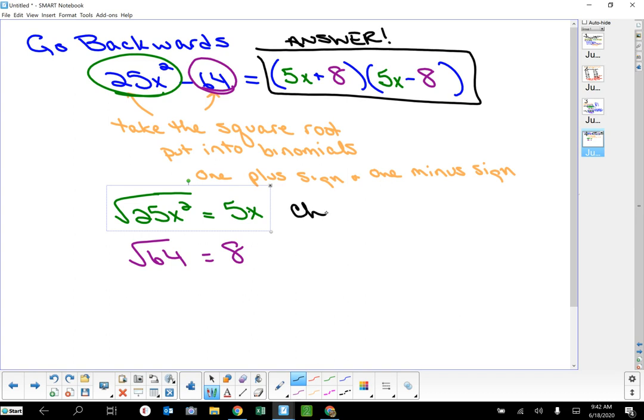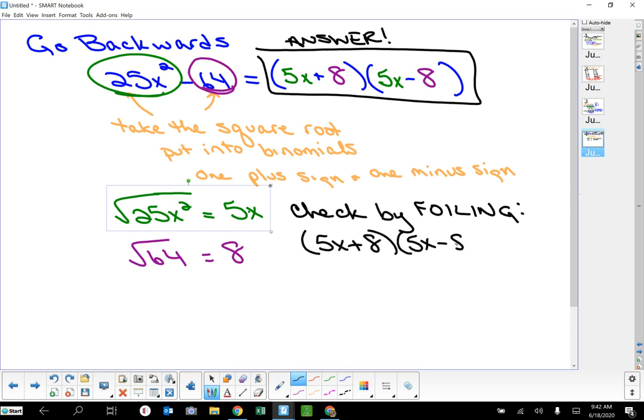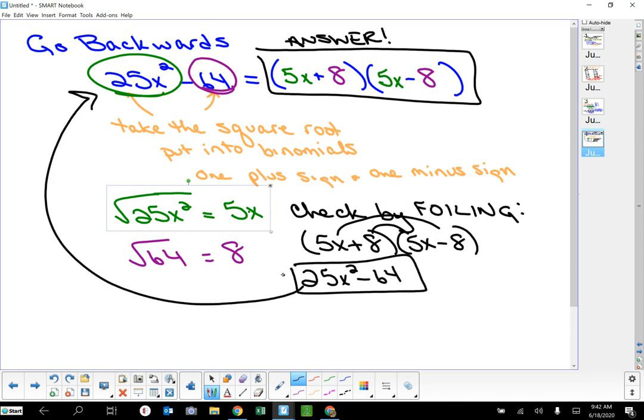Okay, remember that you can always check by FOILing or multiplying, right? And so if I take 5x plus 8 and 5x minus 8, and I FOIL that out, I get 25x squared. I get a minus 40x when I multiply here and a plus 40x when I multiply there. Those are going to cancel each other out. Minus 64. So I get here what I started with up there. And so this problem checks. And again, the answer is the two binomials that you created that multiply to the actual problem.